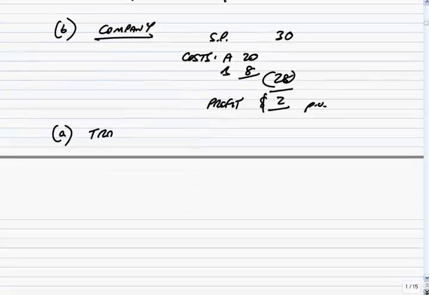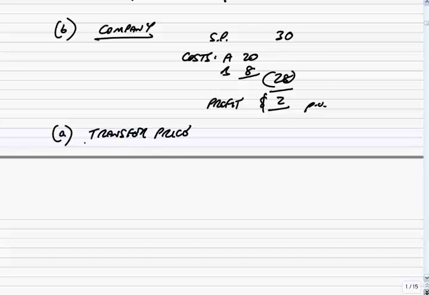The transfer price, our policy again is cost plus 20%. So A is doing the transferring. The cost is $20, add on 20%.